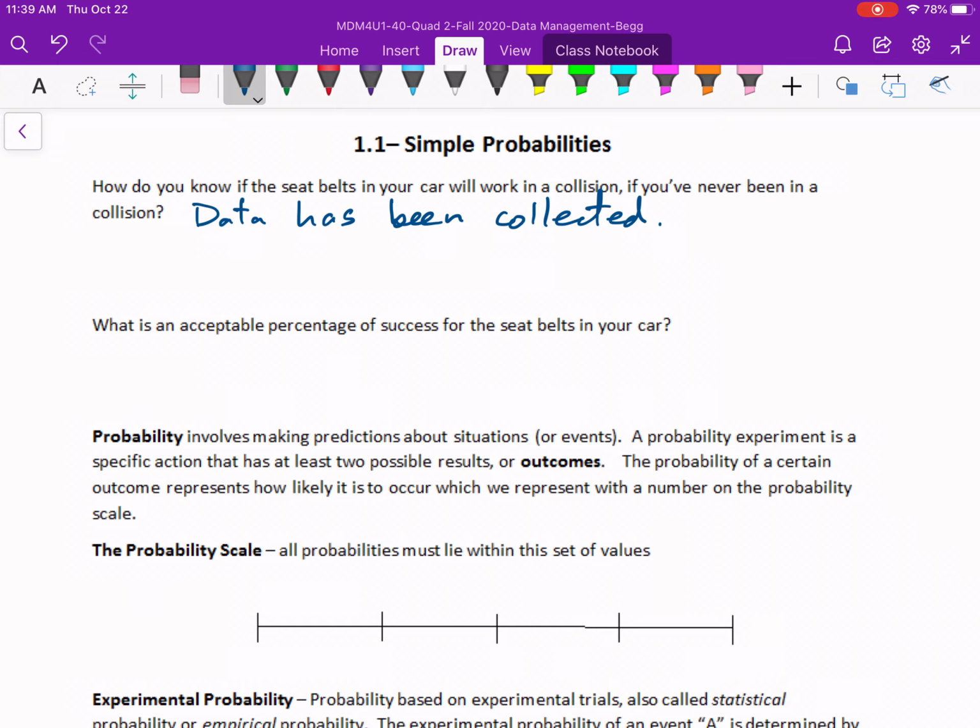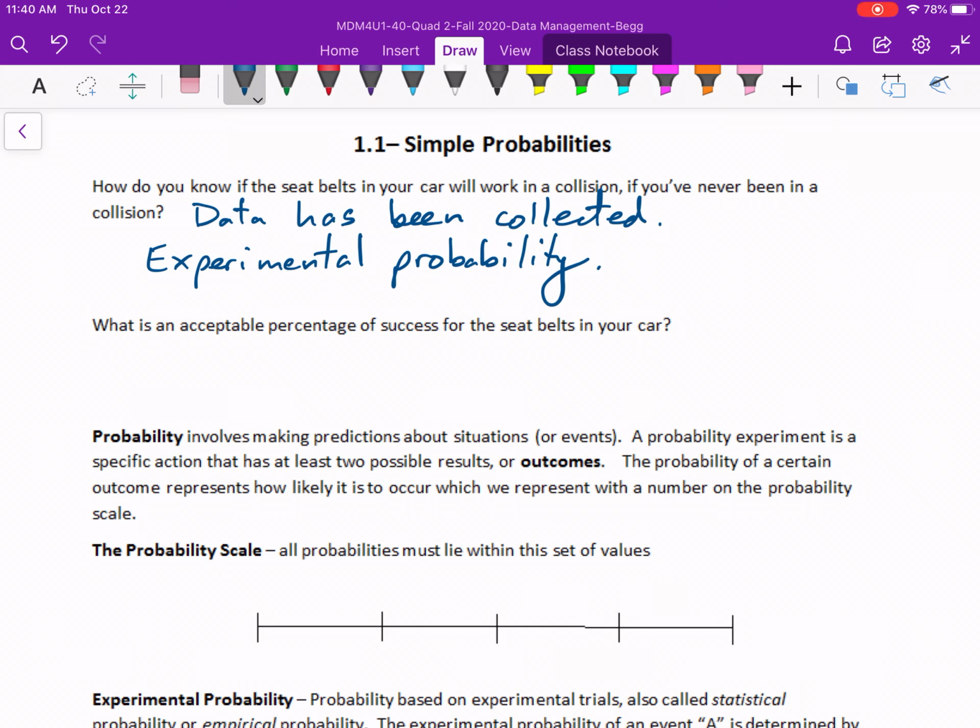So data has been collected and then it's been interpreted, and we can think of that as a kind of experimental probability. Obviously, no one has actually done an experiment where they cause people to be in a crash and get the results. So it's not an experiment in that case, but it's experimental as in it's based on reality. It's based on something being done. In this case, people getting into car crashes provided the experiment that data could then be collected from.